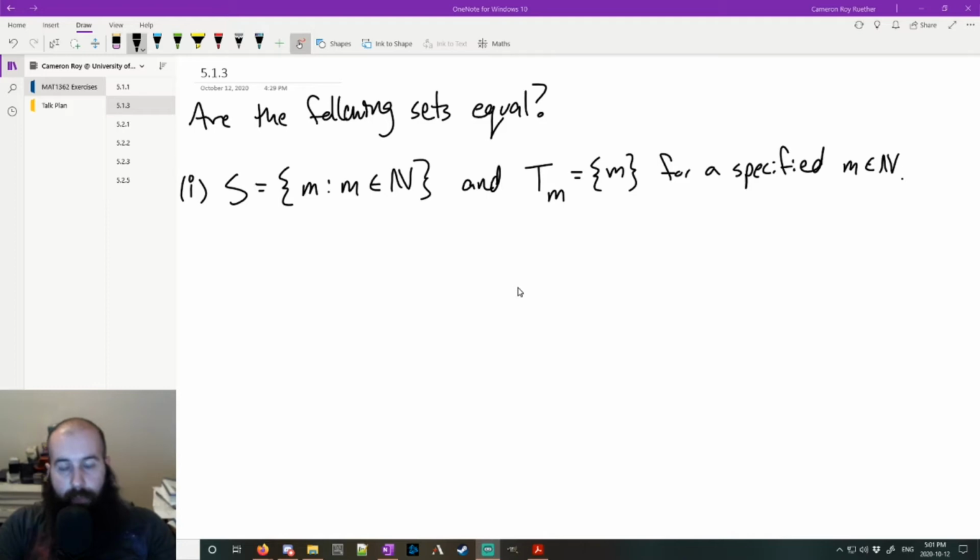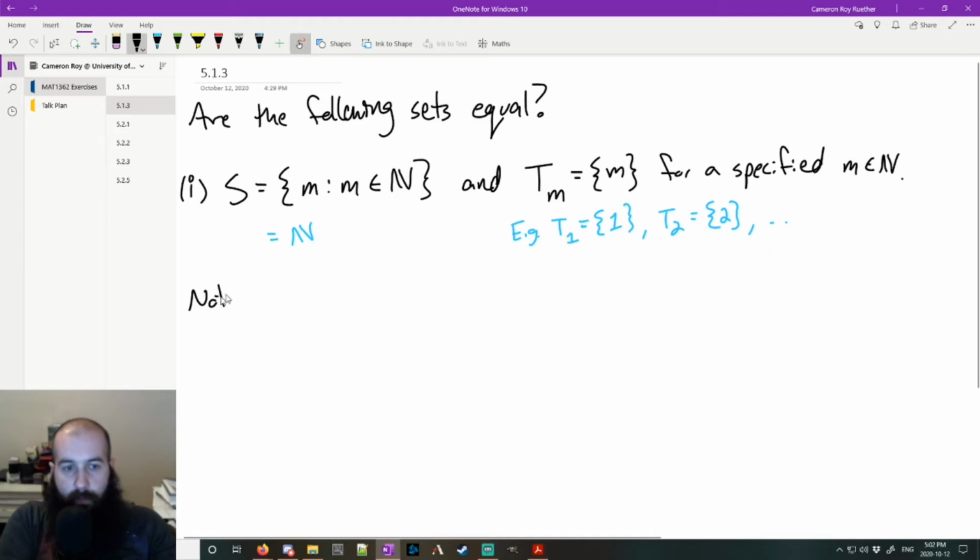Exercise 5.1.3 is similar. We have two sets, and we're asked if these are equal. The first set is S, and it's the set of all m, such that m is natural. So this is just the set of all natural numbers, so we can make a note that this is just N. And T sub m is the set that contains one element for a specified m. So for example, T sub 1 is the set that contains 1, T sub 2 is the set that contains 2, and that's it, depending on what the choice of m is. So here we can see that this has infinitely many elements, and these each have one element, so these are not equal.